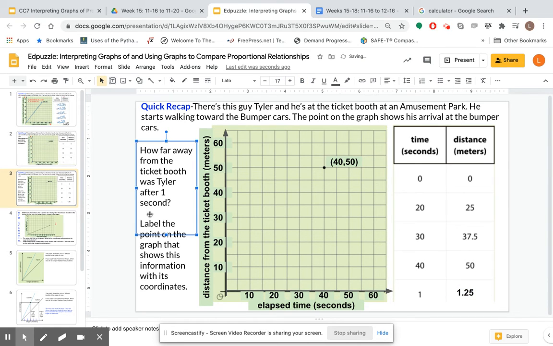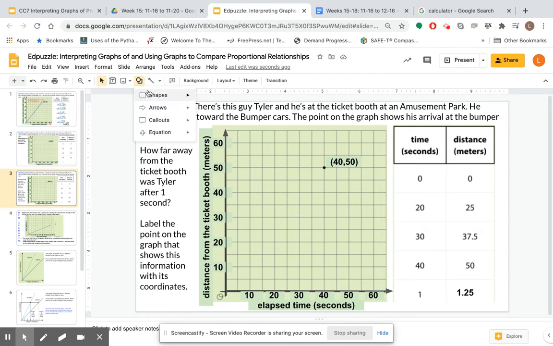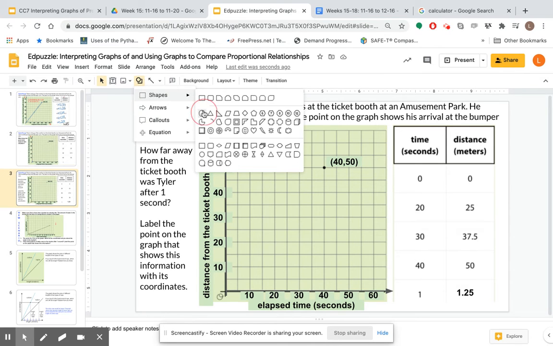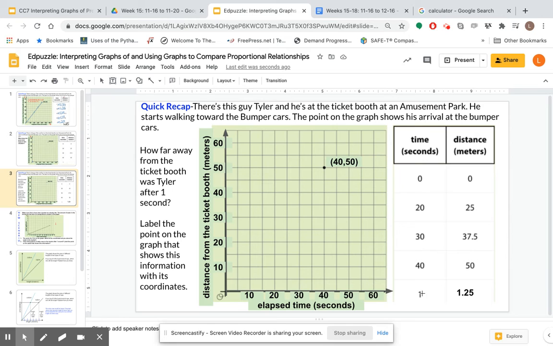Okay, now they said label the point on the graph that shows this information with its coordinates. So if we look at 1 second, it looks like it takes 2 squares to get to the 10. So 1 square would be worth 5. This is going to be a tiny dot. Same thing over here, these are going by 5. So 1 and 1.25 is going to end up being in this area, more or less, okay?